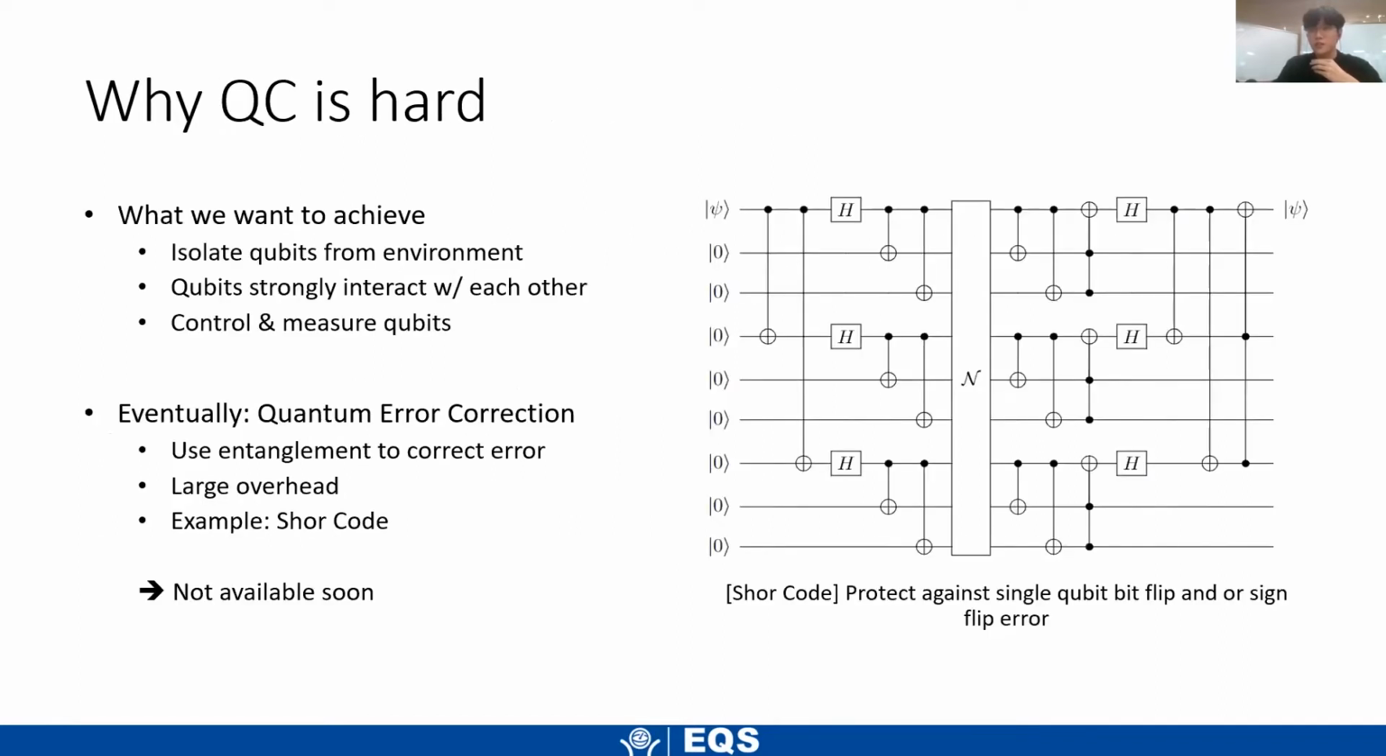Okay, so now we have some reasons for why we want to study quantum computing and why we want to make a quantum computer. Then why don't we just make a quantum computer? Well, in order to think about why we can't make one easily, we have to first think about what we want a quantum computer to do. We want the qubits to be isolated from the environment because of the noise. But also, we want the qubits to strongly interact with each other. And while doing that, we want to be able to control and measure the qubits reliably.